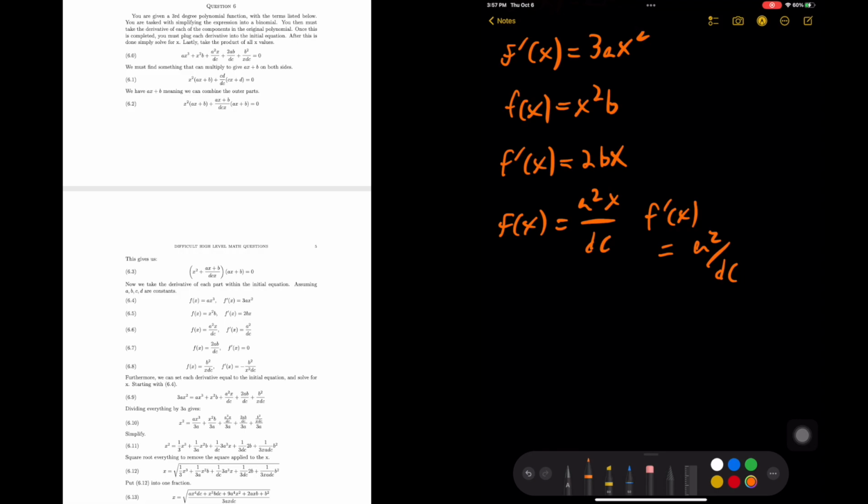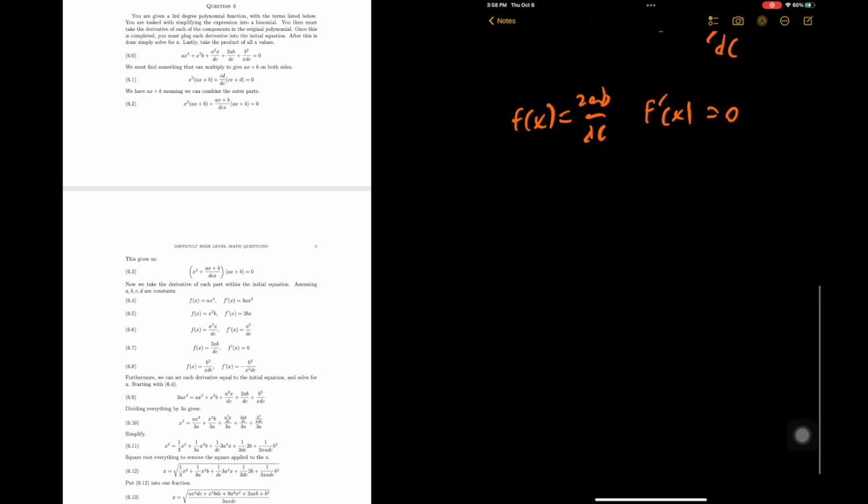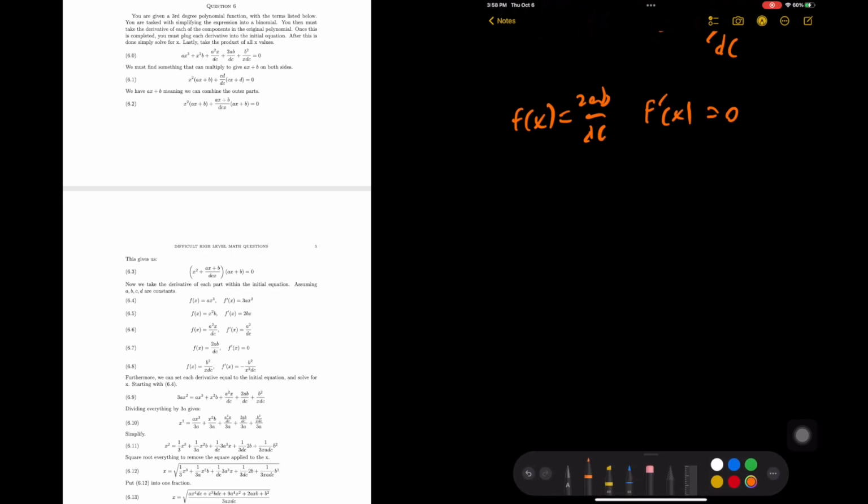All right. Then we have f of x is equal to 2ab over dc, and this should be very intuitive because the derivative of a constant is 0. So that will just equal 0. Okay, bringing it down, this is the final one, the fifth expression. We have b squared over x dc. So f prime of x is going to equal negative b squared over x squared dc.